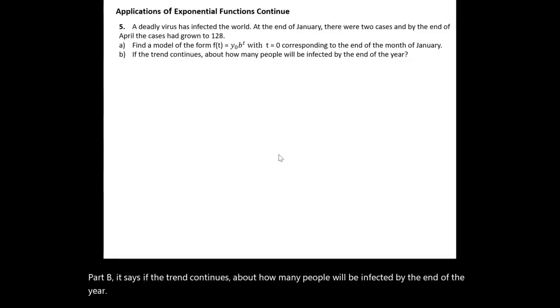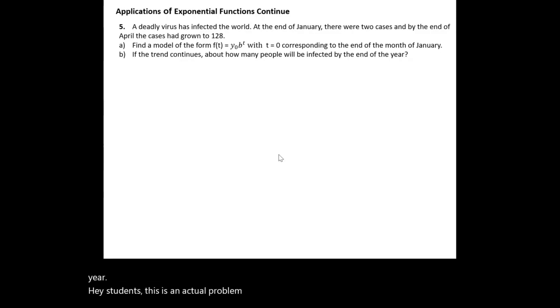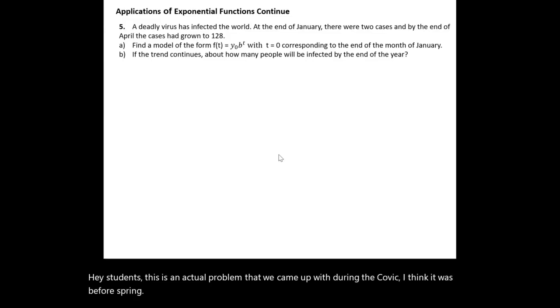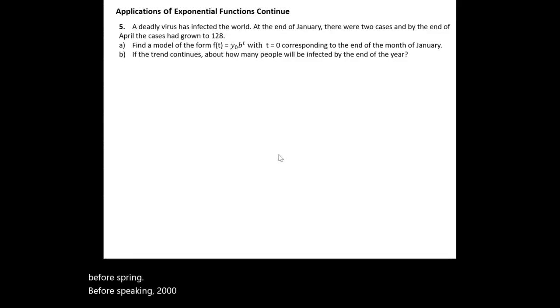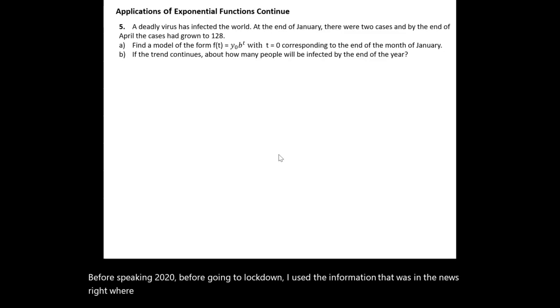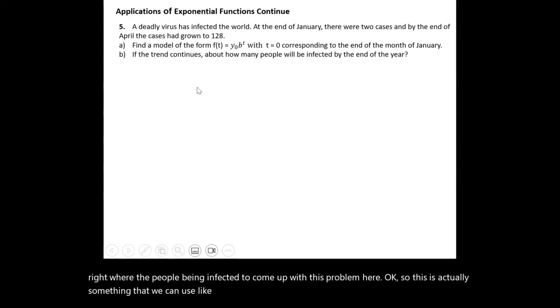This is an actual problem that we came up with during the COVID. I think it was before spring 2020, before we went to lockdown, I used the information that was in the news, with the people being infected, to come up with this problem here. So this is actually something that we can use in real life.